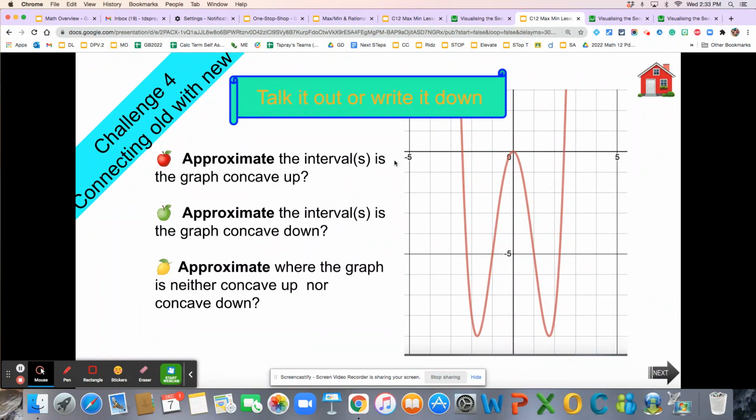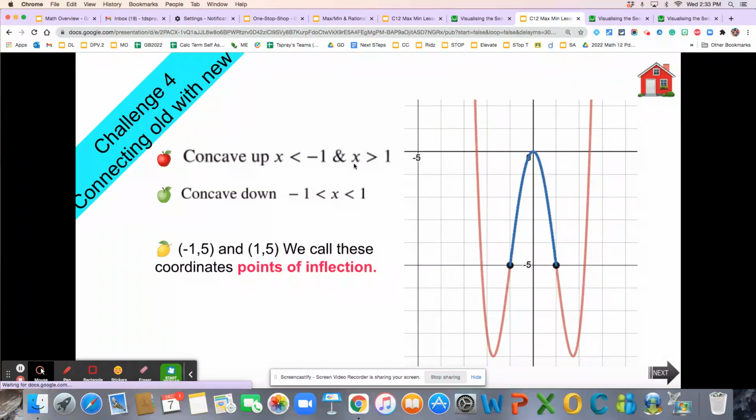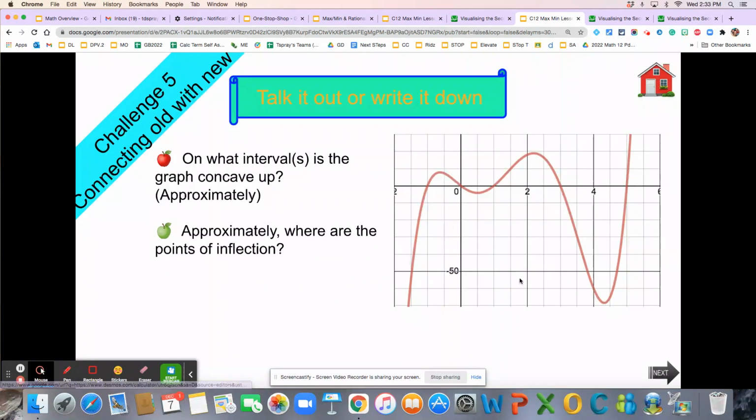So approximate the intervals where the graph is concave up. I need to change that. So where is it concave up? It's concave up in 2 spots, here and here. So approximately, it's going to be concave up from this region here, and concave down in the middle with 2 points of inflection right there. Okay. Pause the video again.